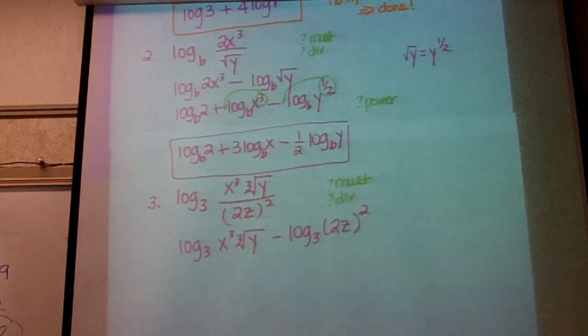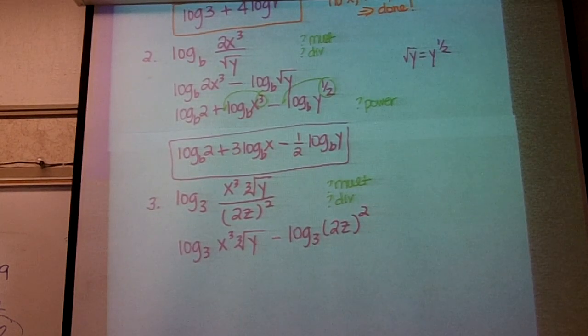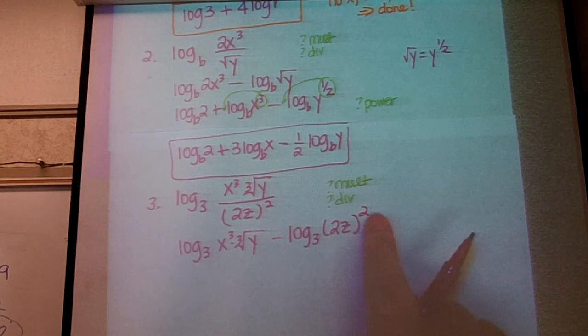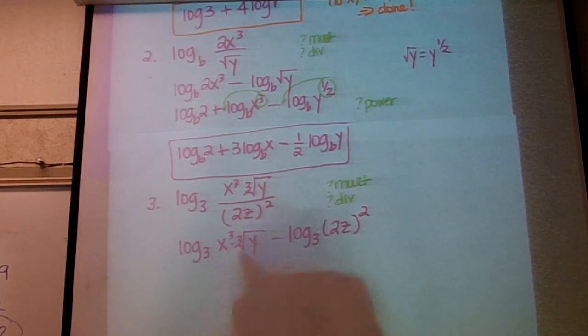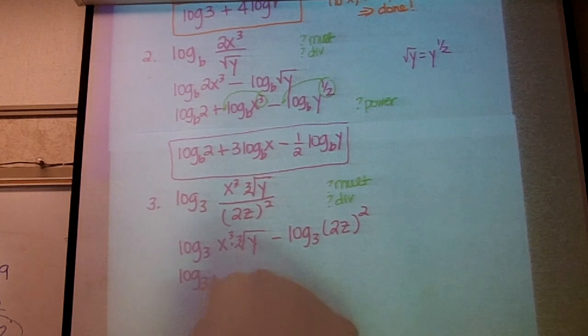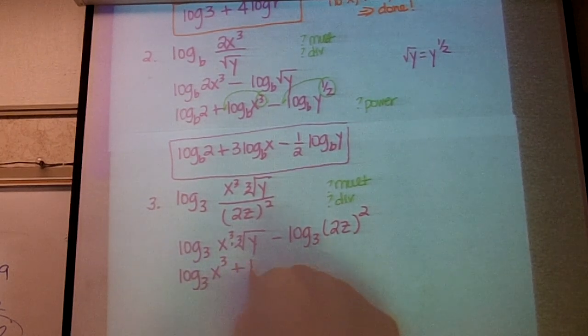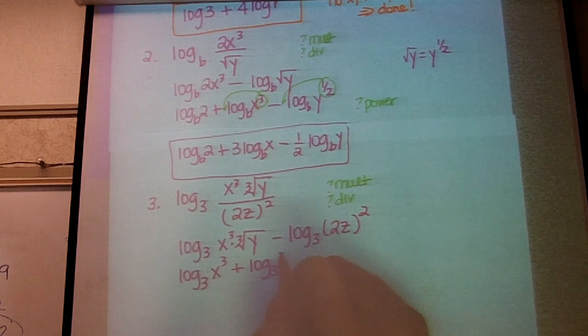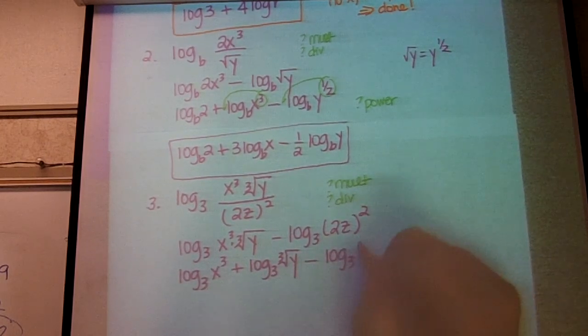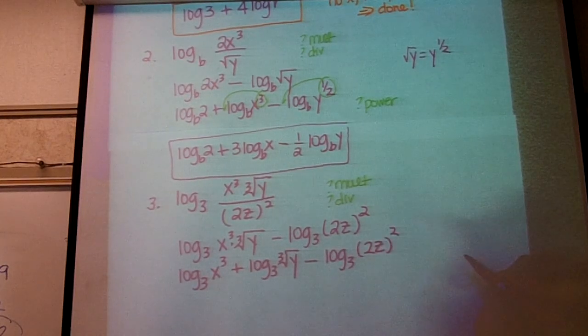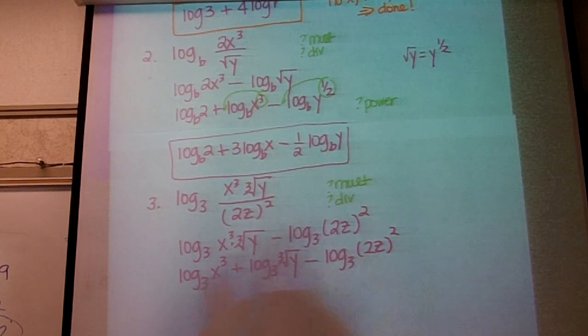Okay? Then you want to check to see if there is multiplication next. And there is, right there. Obviously there's multiplication here, but it's inside a power, so I'm going to do the power first and then deal with that. So I'm going to ignore that for now and just deal with this guy. So log base 3 of x cubed plus log base 3 of the cube root of y minus log base 3 of 2z, the quantity squared. Now, this guy can be written as a power.